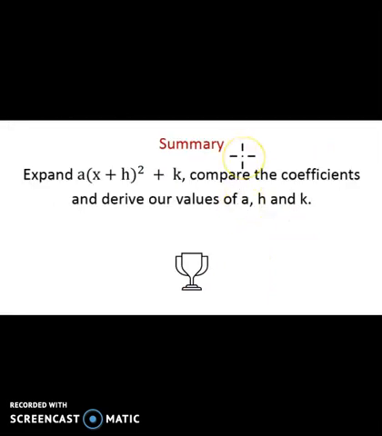To summarize, the method of completing the square by comparing coefficients: you take a(x + h) all squared plus k and expand this out. First of all, you need to examine your value of a. Expand all this, then compare it with the quadratic that is given to you. You compare the coefficients to derive your values of a, h, and k. And that's all good. Congratulations, you have just completed the square.